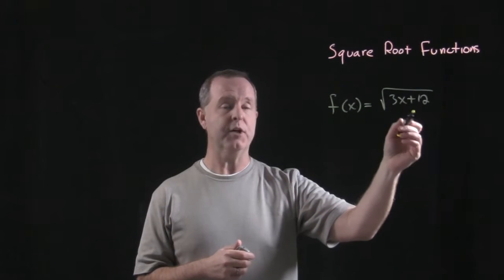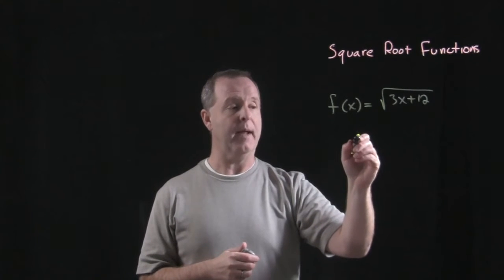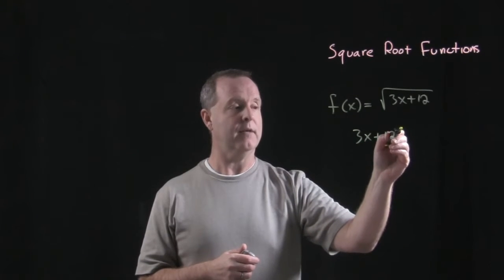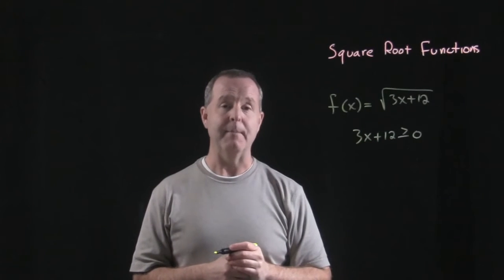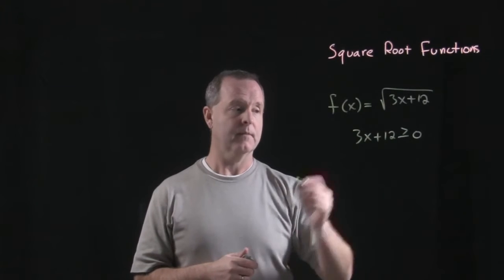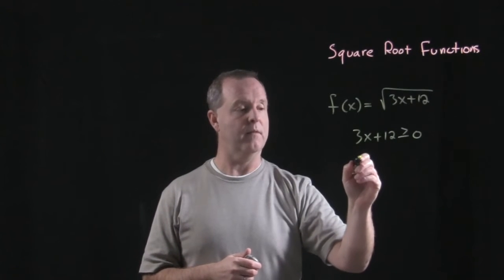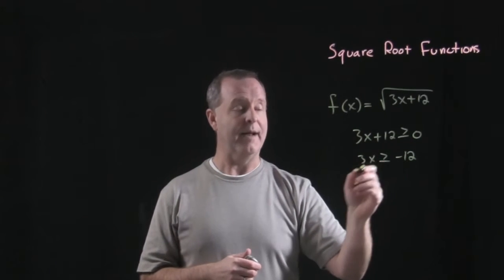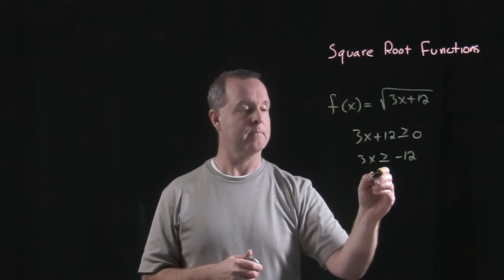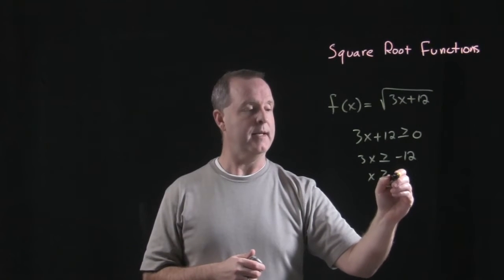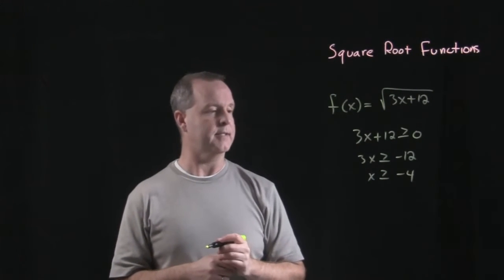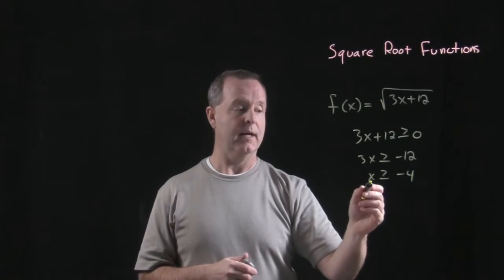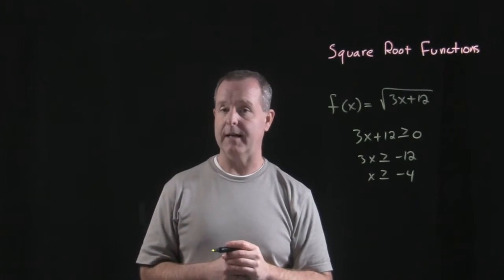So for this particular function, to find its domain, let's look at 3x plus 12, and let's look for all the values that make that greater than or equal to 0. To solve this inequality, subtract 12 from both sides. Divide both sides by 3. That gives me -4, if I didn't skip a step there. So my domain is all values of x greater than or equal to -4.